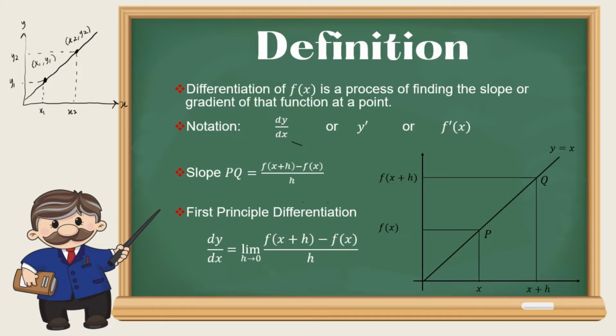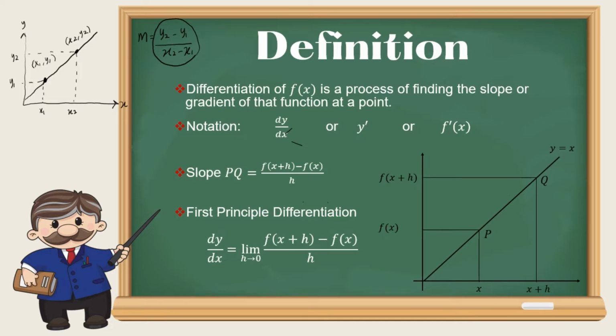So how can you find the gradient of this straight line? By using the formula of gradient, where to find the gradient of a straight line m, the formula will be y2 minus y1 divided by x2 minus x1. Okay, this is the formula of the gradient. So actually, the process of differentiation is based on this formula, where it is a process of finding the slope or the gradient of a function.